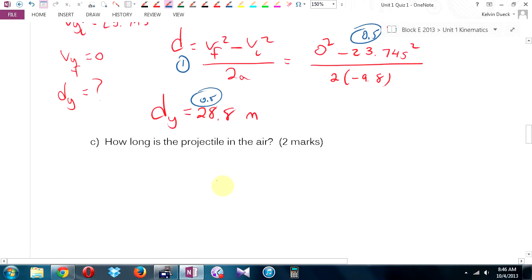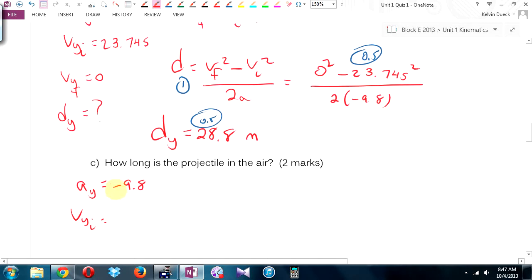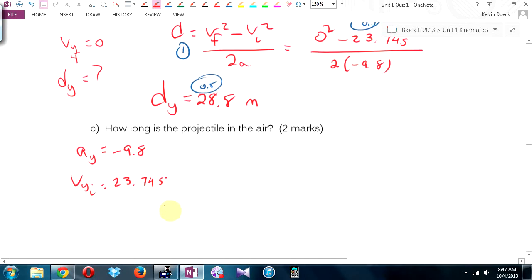C. How long is the projectile in the air? Kayvon, what are they asking me to find here? Ah. And I think I'm going to do this vertically. Pretty sure. Because I think if I list my vertical stuff, I know that AY is negative 9.8. I know that VY initial is 23.745.